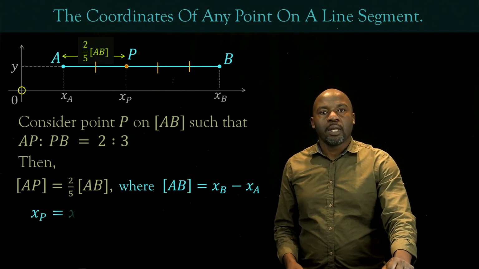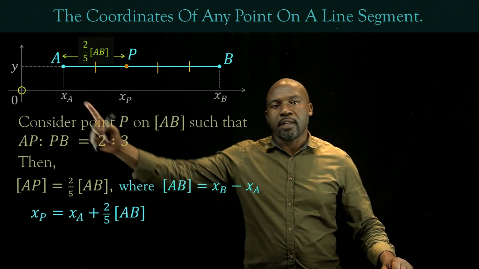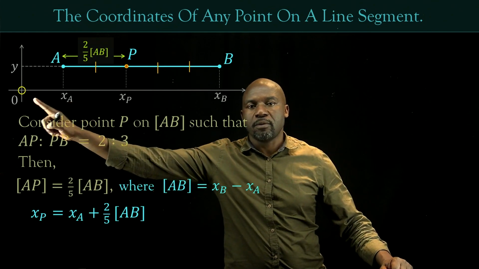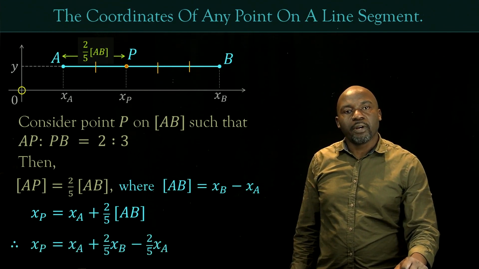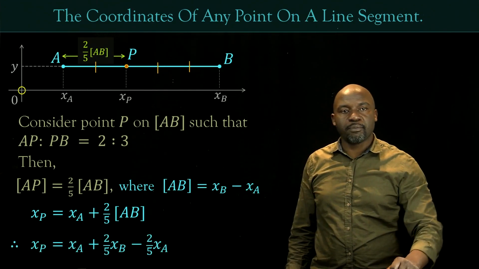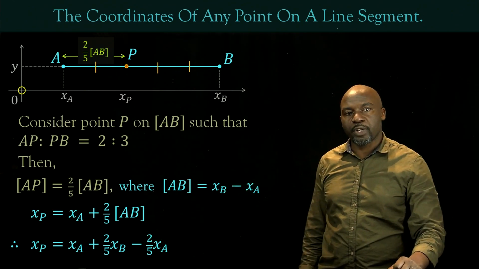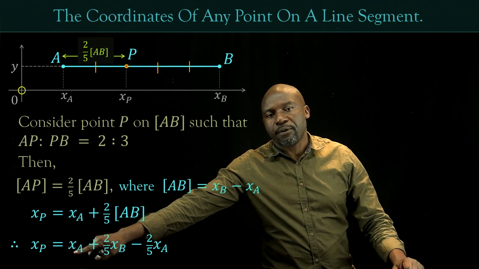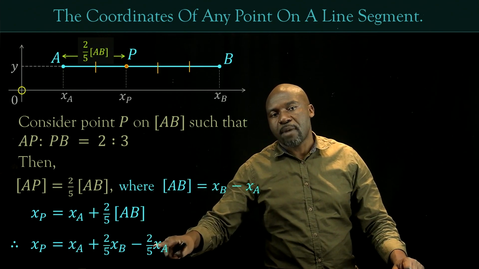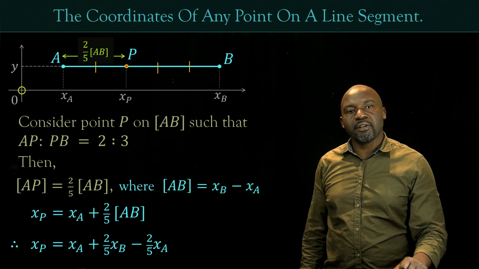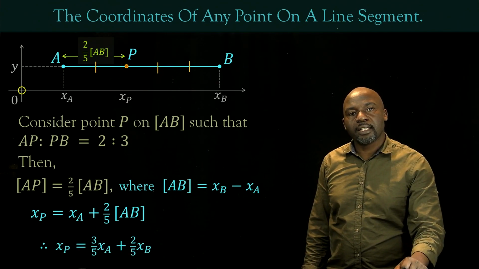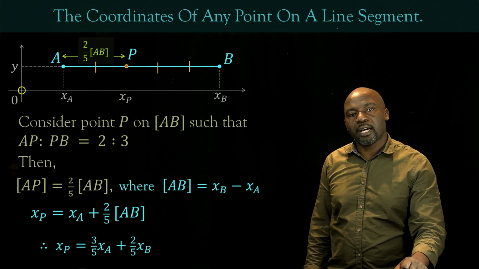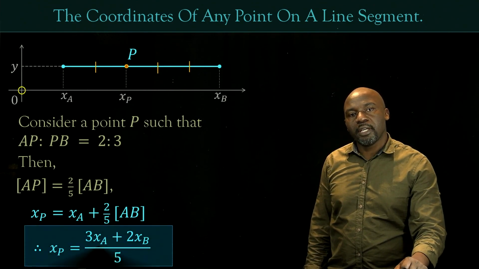Okay, and so XP, that distance there, becomes XA, which is this much, and we have to add 2/5 of AB. So AB is the same as XB minus XA. When we open the bracket, that's what we get. And so 5 over 5 XA. 1 is the same as 5 over 5 minus 2 over 5 XA. So that's going to give us 3 over 5 XA. And then we say plus 2 over 5 XB. So we end up with that. And of course, if we combine that, we will get 3XA plus 2XB divided by 5.